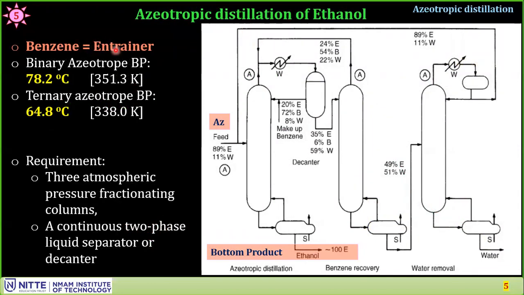Benzene is used as the entrainer. The binary azeotrope has a boiling point of 78.2 degrees. When you add the benzene, it forms a ternary azeotrope. The boiling point of the mixture becomes 64.8 degrees. So in the binary mixture, since it has a high amount of ethanol, remember 95% ethanol is present, the ethanol mixture becomes less volatile compared to the ternary system.